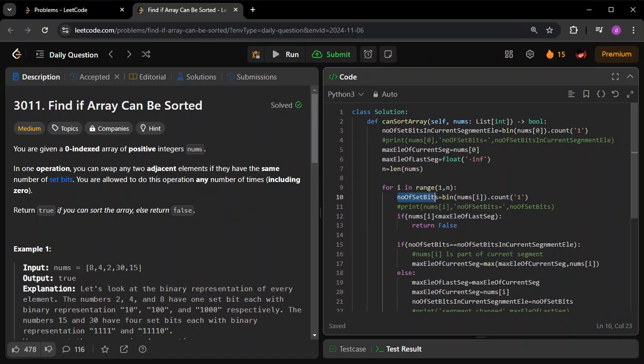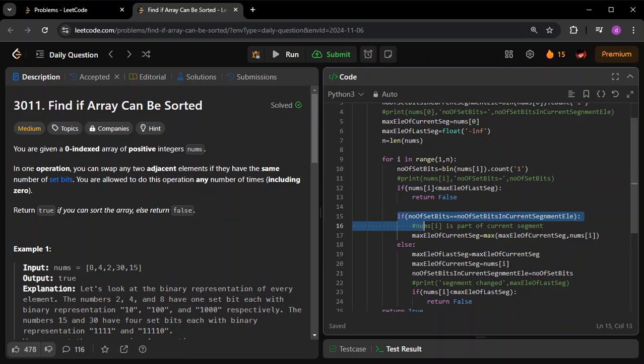Now I'm calculating the number of set bits for the current element. Now there are two cases. This is the first case: if the number of set bits matches the number of set bits of the current segment, I have calculated the number of set bits in that element and it is matching, that means I am expanding my current segment. So nums of I is part of the current segment. What I have to ensure is that I am calculating the max element currently. Max element of the current segment is equal to the max of the previous biggest value and the current nums of I, as simple as that. That is when the number of set bits matches the number of set bits in the current segment.